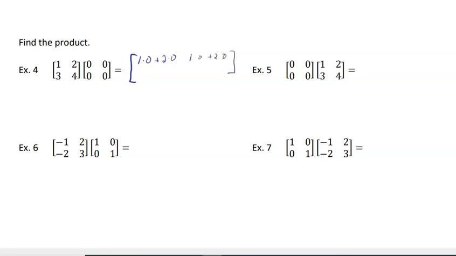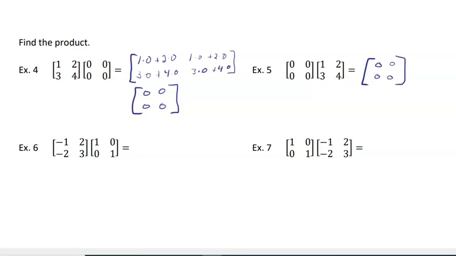So that's the second, first row, second column. We get 3 times 0 plus 4 times 0, 3 times 0 plus 4 times 0. Every single number here gets multiplied by 0. And so the matrix we get out is 0, 0, 0, 0. Now, is that going to matter if the zero matrix comes first or second? And the answer is no. Right, we get all zeros again.